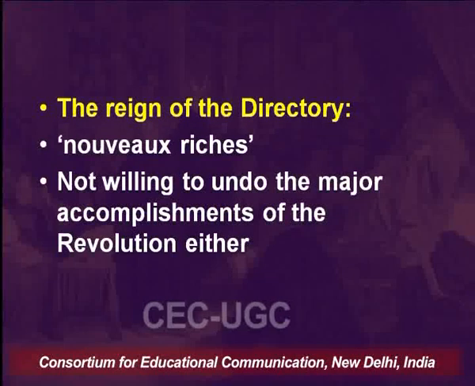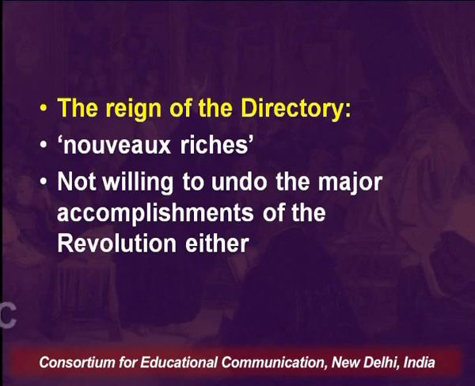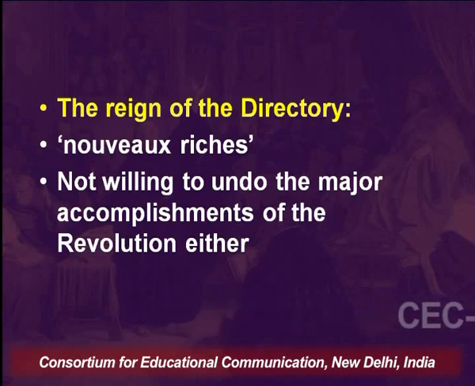So overall, the reign of Directory is resting on nouveau riche, those who had made money very recently. They are not aristocrats. They are not from families that had a lot of money for several generations. They are the ones who probably had made quick money during the wartime profit years and so forth. Nevertheless, and they were lampooned as being ostentatious and vulgar, yet they were not willing to undo the major accomplishments of the revolution either, and that is what we just said.